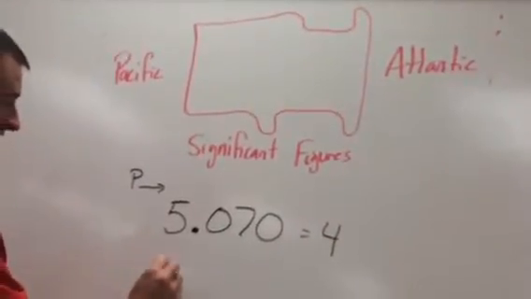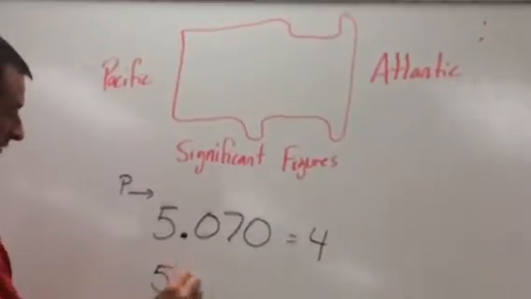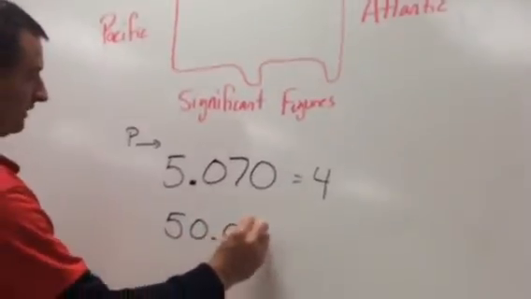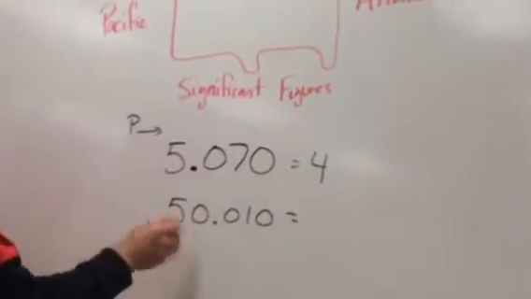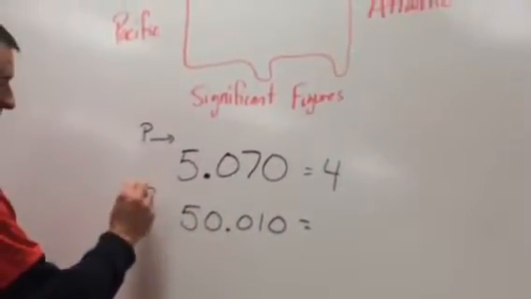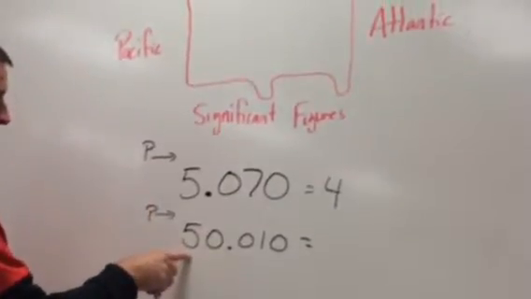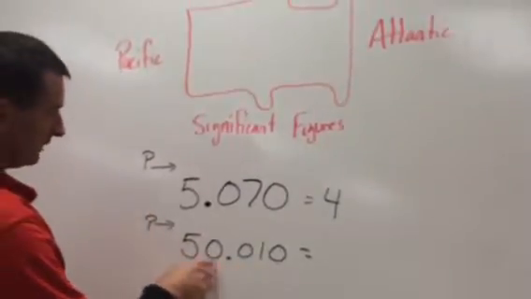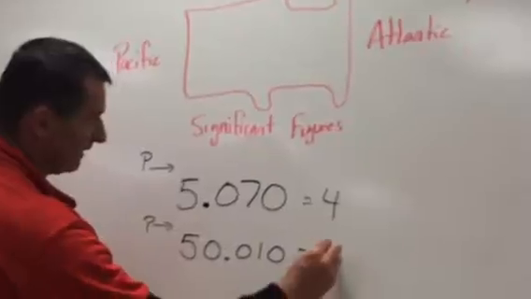So if I have a number like this, 50.010, because there's a decimal point, you start on the Pacific side, the first number is a whole number, so they all count. 1, 2, 3, 4, 5. So that would be 5.